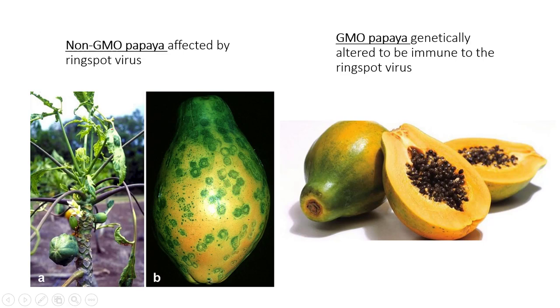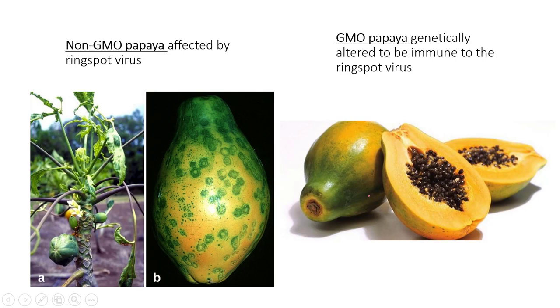Well, this particular virus spread like wildfire through the papaya population in the 1990s and nearly decimated this whole economic system, like a multi-billion dollar industry there. And so what scientists did is they created the GMO papaya. The GMO papaya is genetically altered. They actually inserted part of the ring spot virus into the genome of the papaya, almost like vaccinating the papaya. The papaya became immune to the virus.